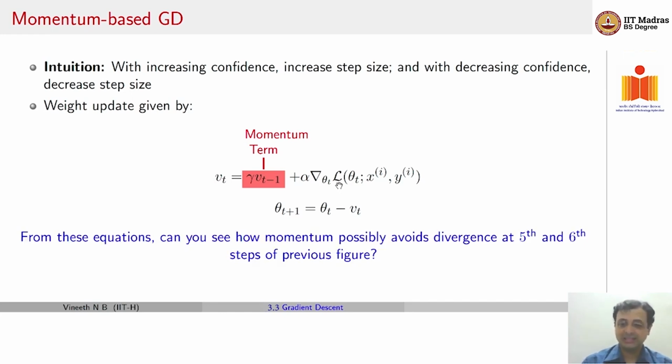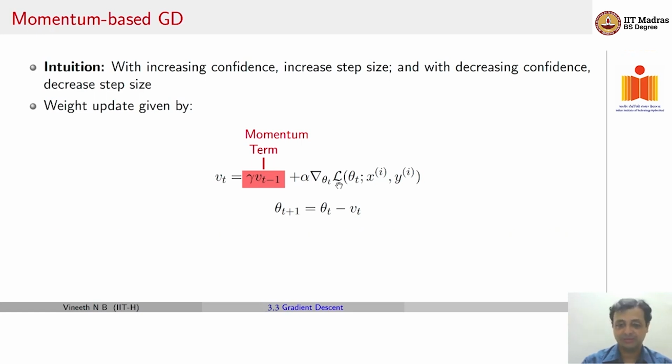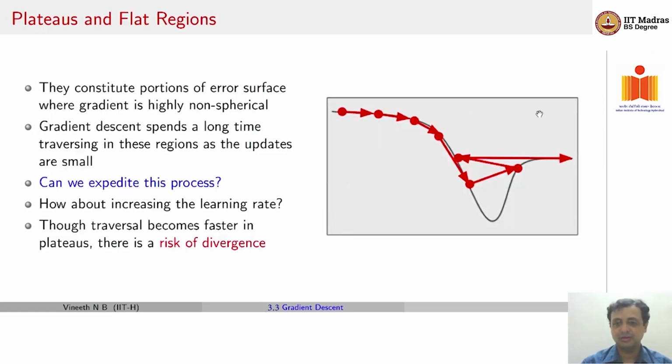Now you can probably see how momentum can avoid divergence in the previous figure. Let's go back to the previous figure here. So can momentum avoid divergence here? Let's see. In this particular case, you would have got the gradient to be something like this. The previous gradient was something like that. And a combination of the gradients would have taken you in a direction which was directly close to the minimum.